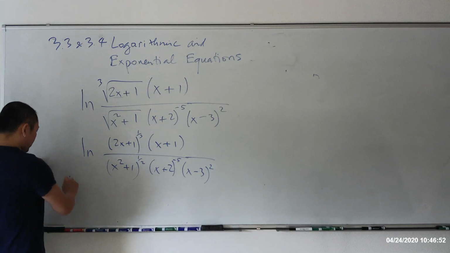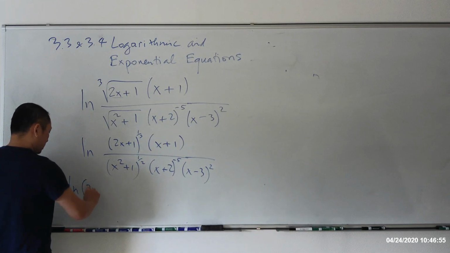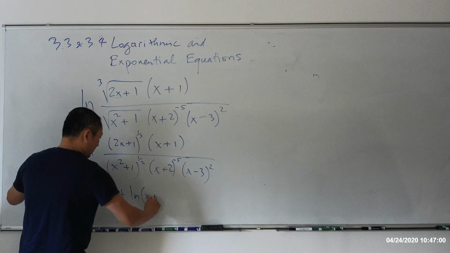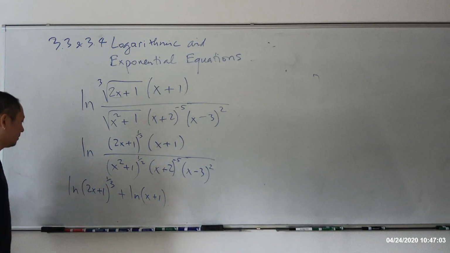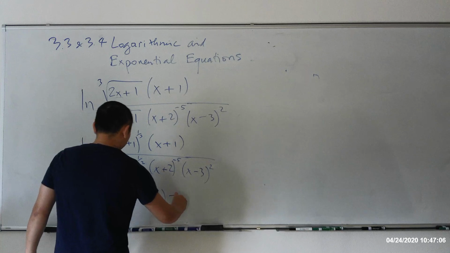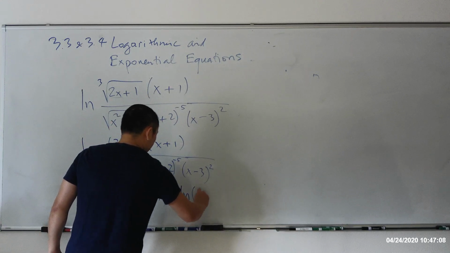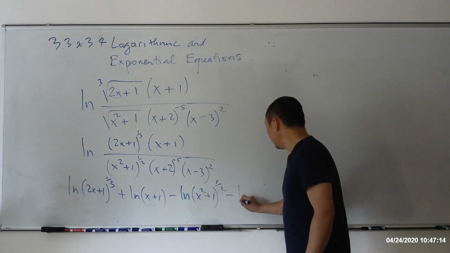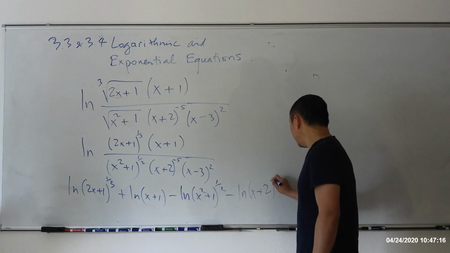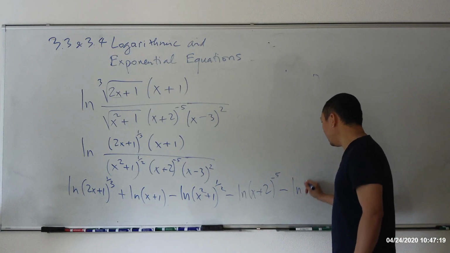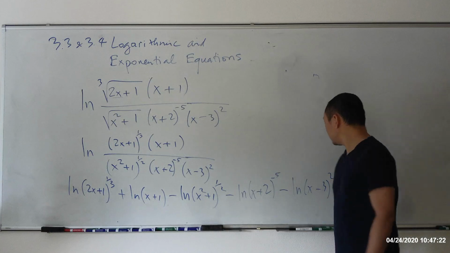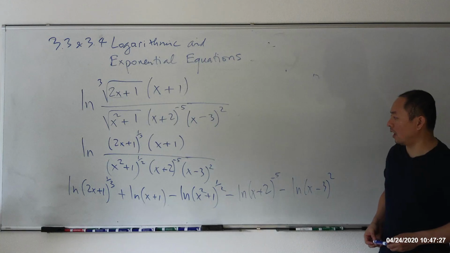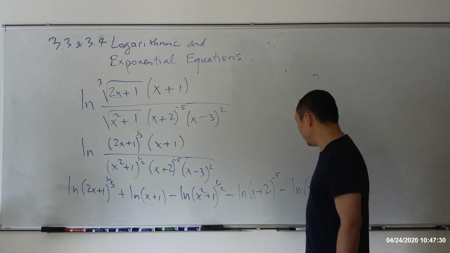Whatever is on top: ln (2x plus 1) to the 1/3 plus ln (x plus 1), go plus sign. Whatever is on top, go plus. Now bottom, minus ln (x squared plus 1) to the 1/2, minus ln (x plus 2) to the negative 5, minus ln of (x minus 3) to the second. Okay, you break it out into single logs. Now you bring the exponents out in front. Put the exponent in front and we're done.